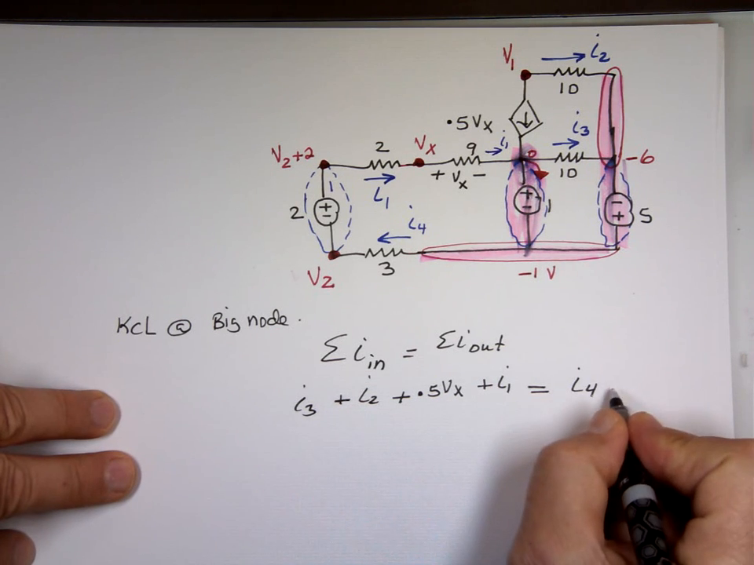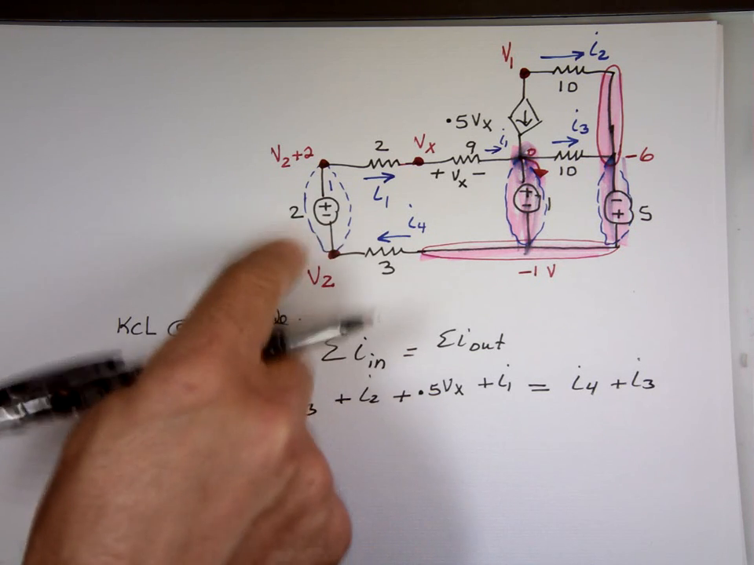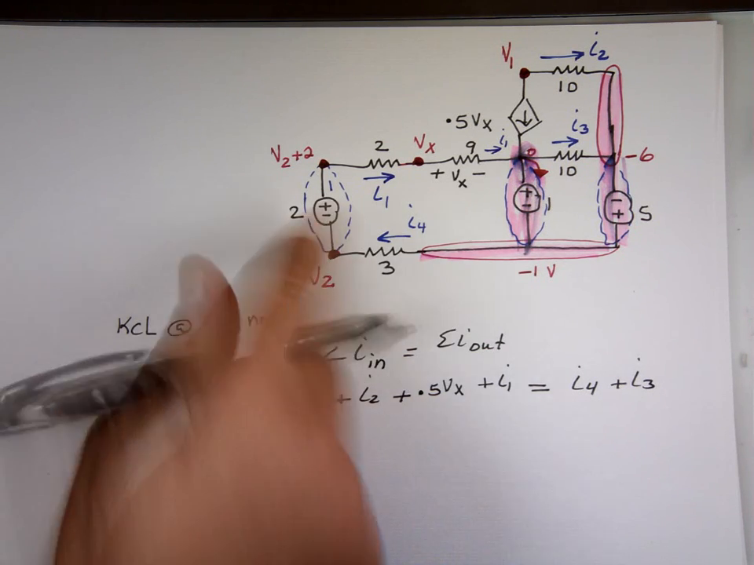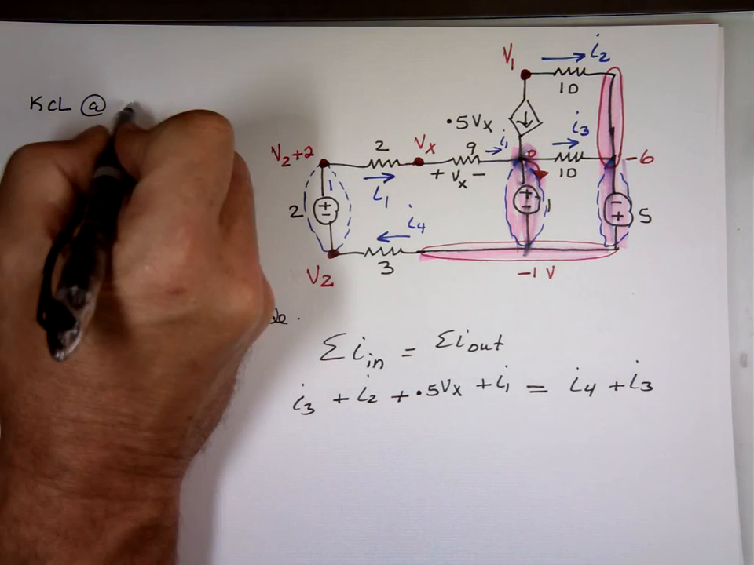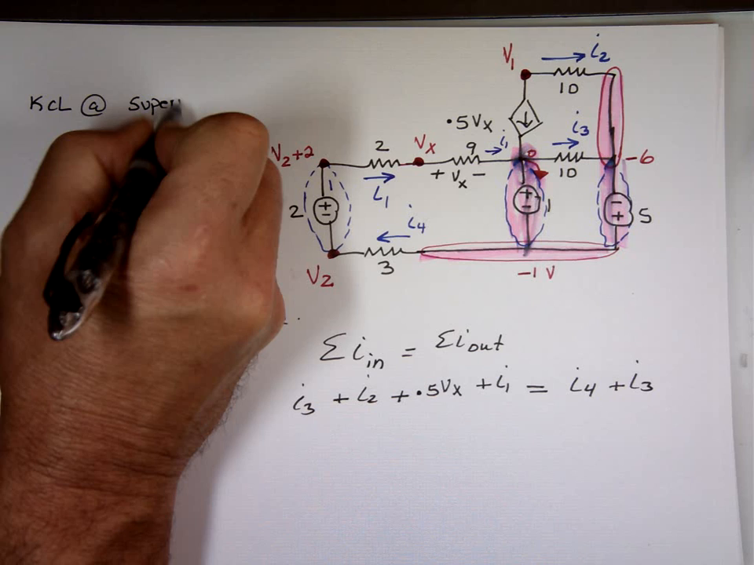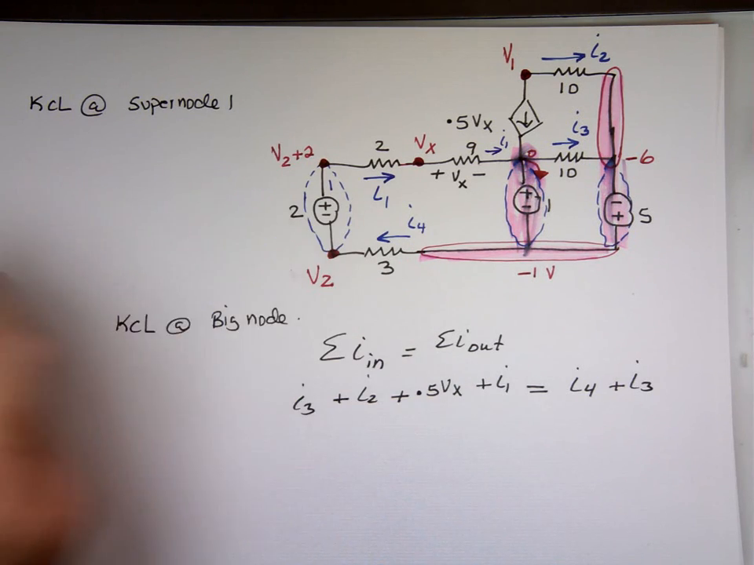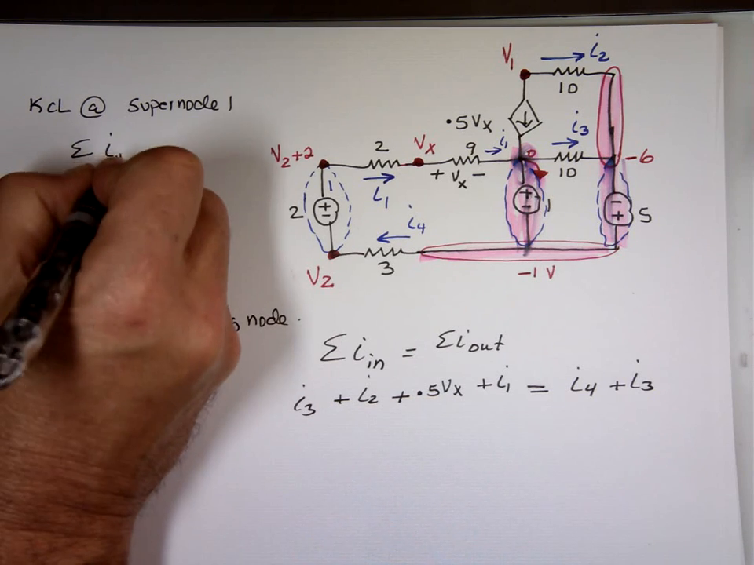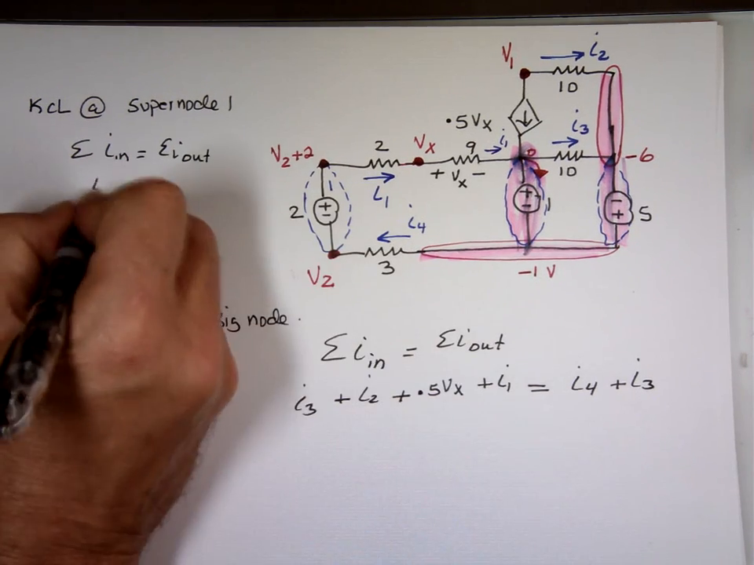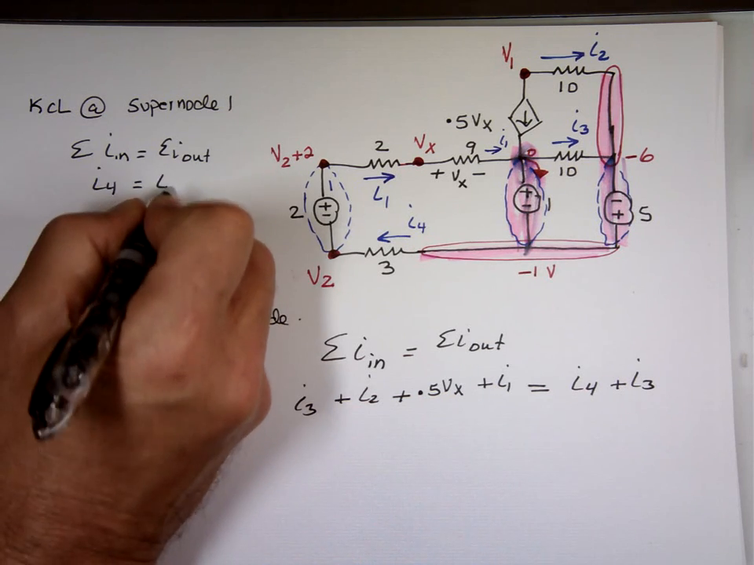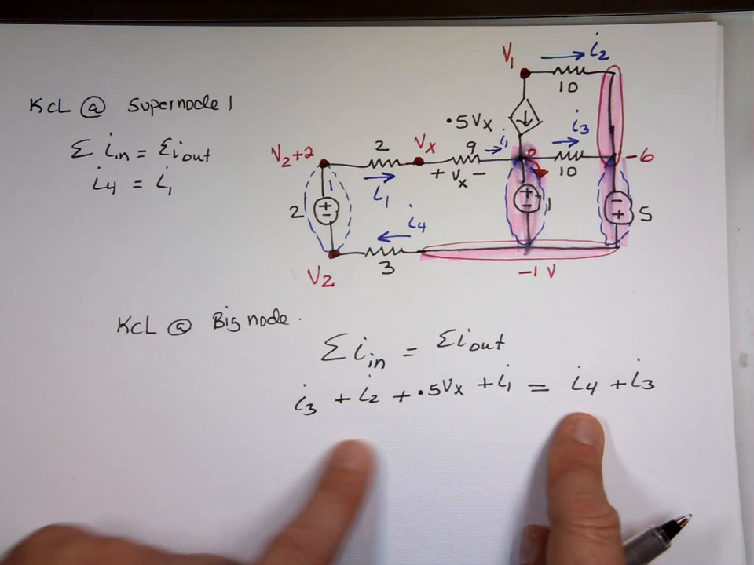Now if you look closely at this node, let me take just a quick look at this node. Before this, KCL at Supernode 1. That's this one. That's I label that one. What is the current going in? And what's the current leaving? I sub 4 going in, and what's leaving? I sub 1. Right? So I sub 4 equals I sub 1. So if you look at that equation now, what's going to happen to I sub 4 and I sub 1? They cancel. It's the same current.